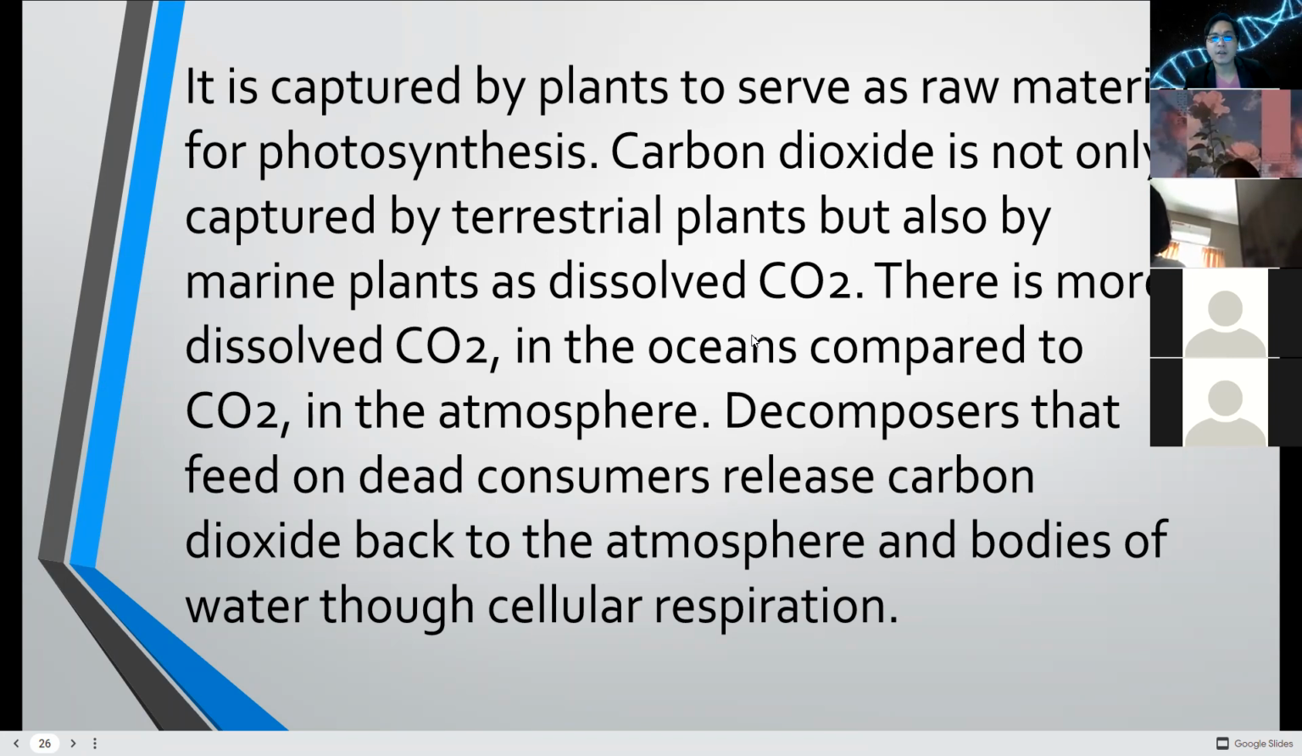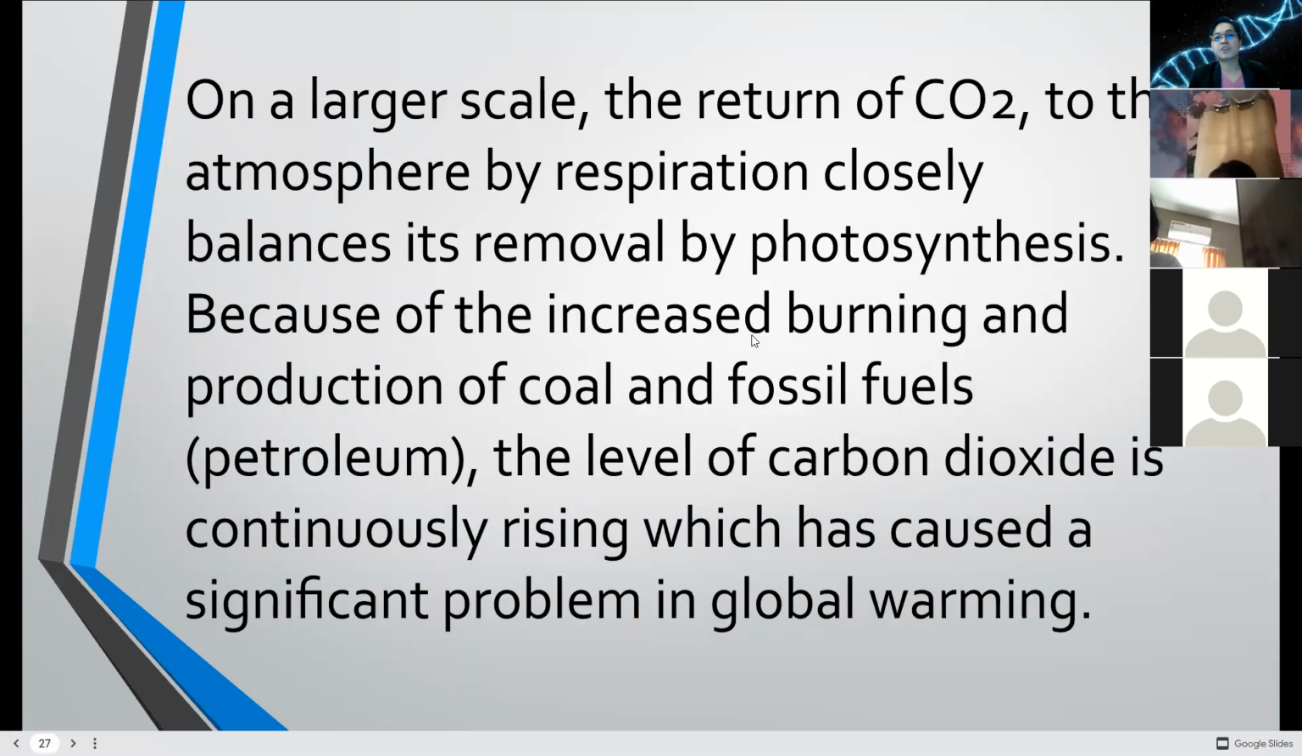Decomposers that feed on dead consumers release carbon dioxide back into the atmosphere and the bodies of water through cellular respiration. On the larger scale, the return of CO2 to the atmosphere by respiration closely balances its removal by photosynthesis. It should be a balance. Because of the increased burning and production of coal and fossil fuels, your petroleum, the levels of carbon dioxide are continuously rising. There's no balance there, which is a cause of a significant problem in the global system.